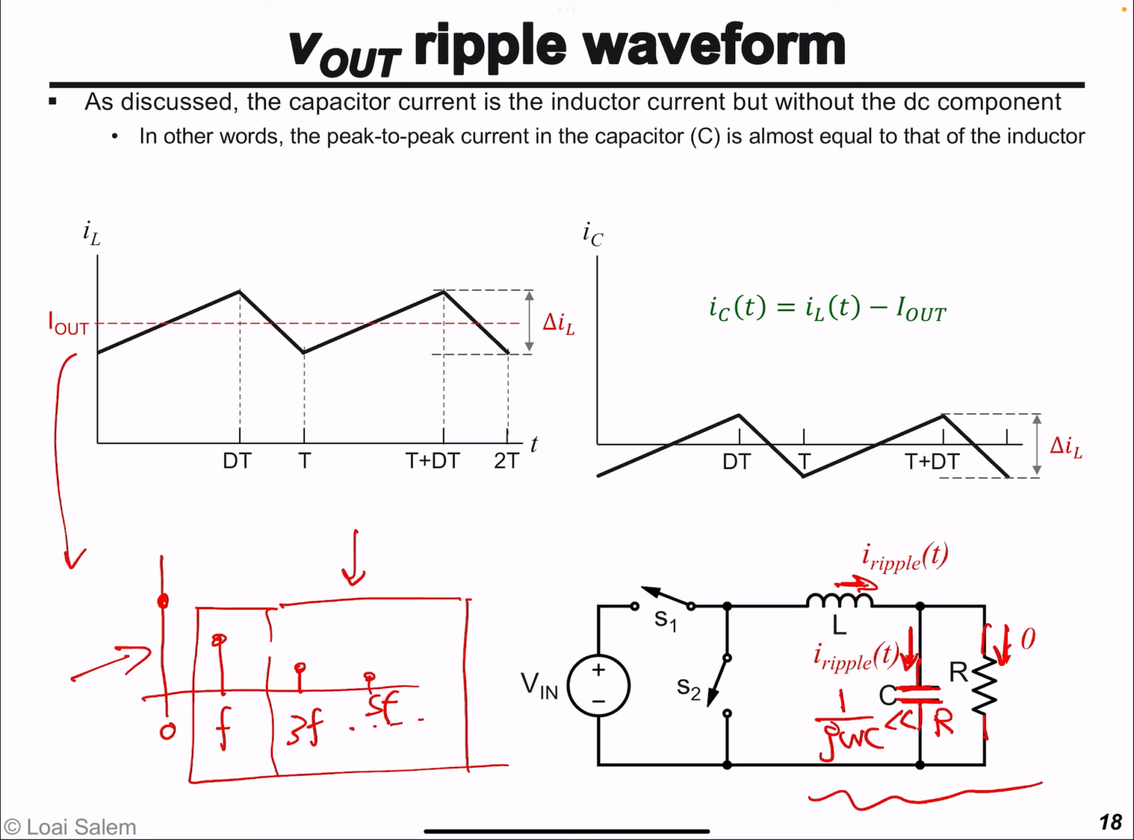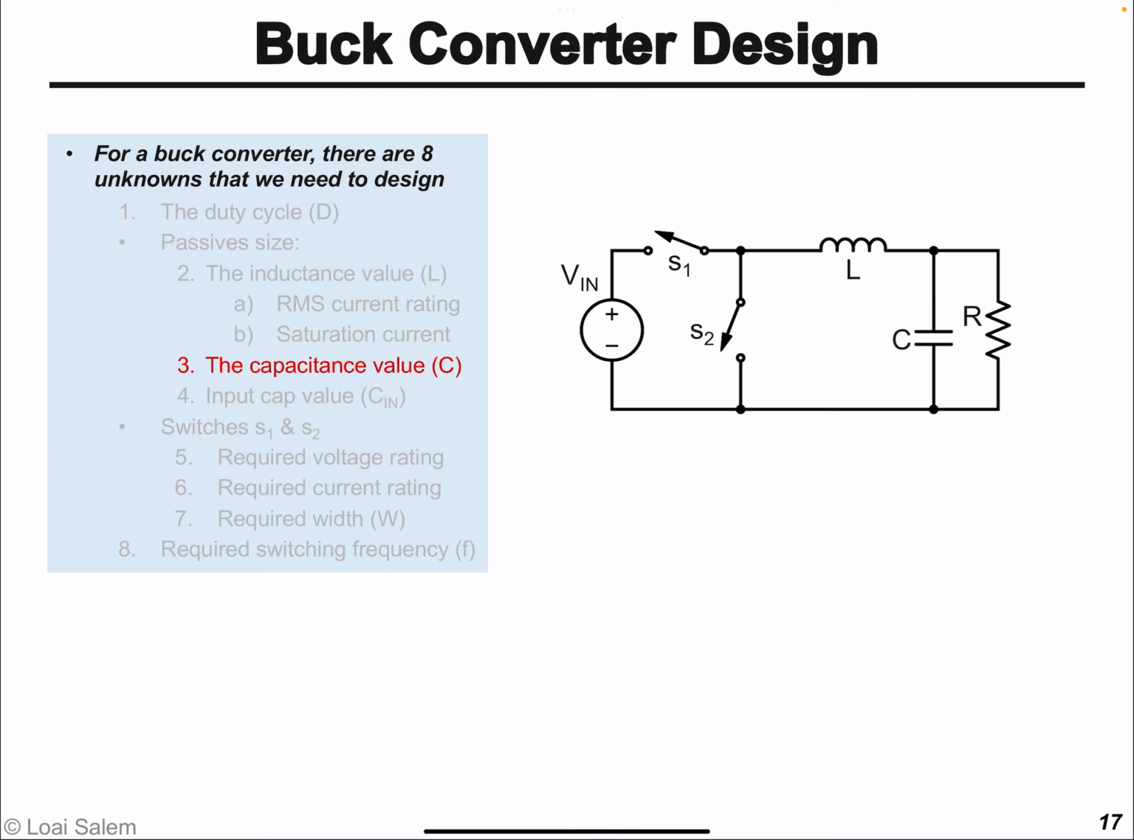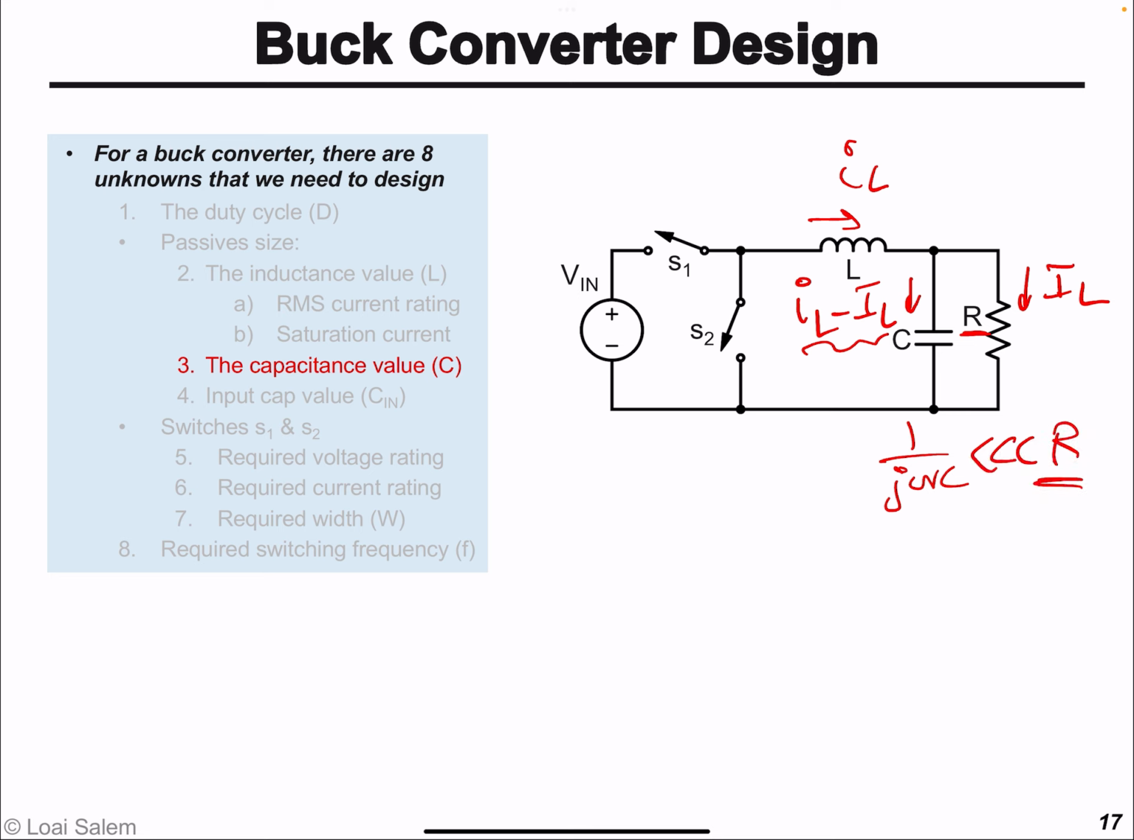And so we can say that the current that's flowing into this capacitor is basically the inductor current, just remove from it the DC component of the inductor current. So basically all of the harmonics in the inductor current flow into the capacitor and none of the harmonics flow in the load resistance. That's of course assuming 1 over j omega c is way less than the load resistance R, where omega is the frequency of the fundamental.